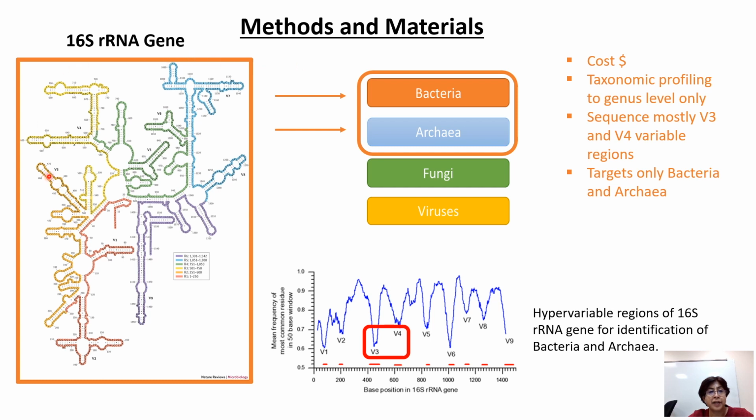This is what the 16S rRNA gene looks like, and this gene has 9 hypervariable regions, and the most commonly sequenced variable regions are V3 and V4. The two disadvantages of this technique are that it can only identify and differentiate bacteria and archaea, and it allows for taxonomic profiling to genus level only. It is relatively cheap.